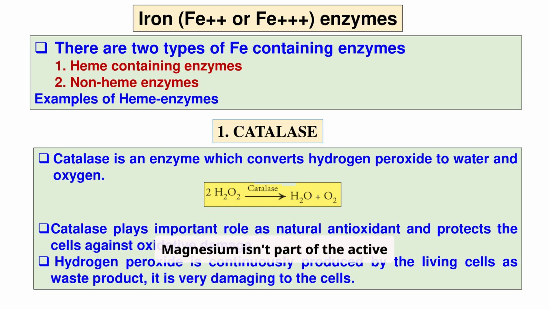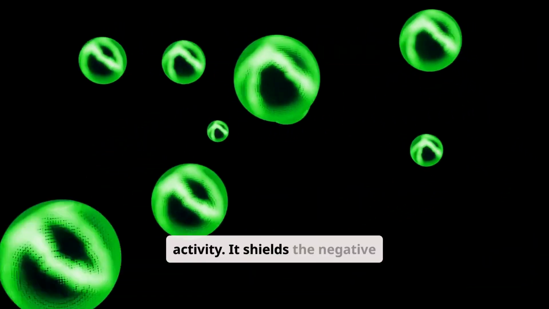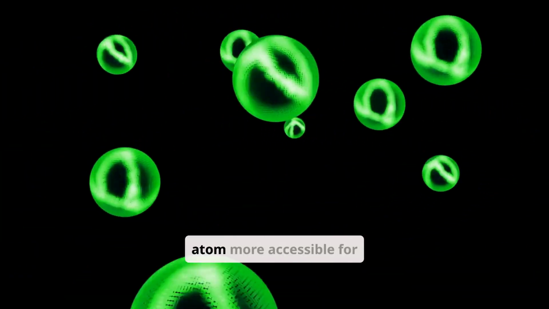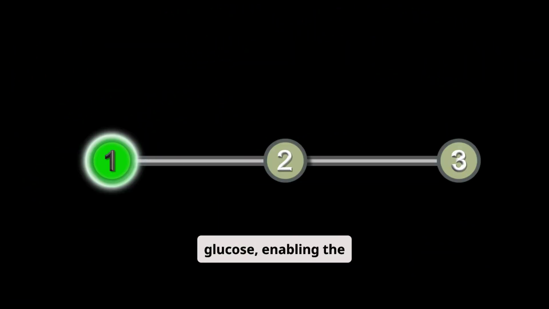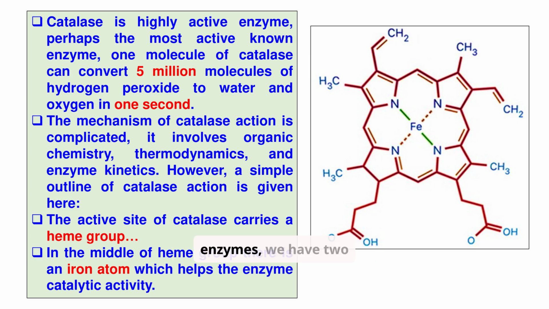Magnesium isn't part of the active site, but it's essential for hexokinase activity. It shields the negative charges of ATP, making the gamma phosphorus atom more accessible for nucleophilic attack by glucose, enabling the phosphorylation of glucose. Moving on to iron-containing enzymes, we have two main types, heme-containing and non-heme enzymes.